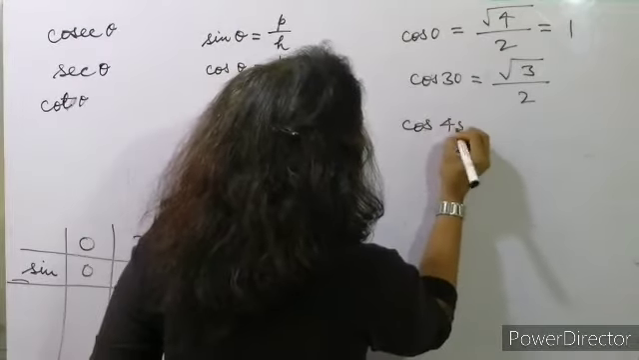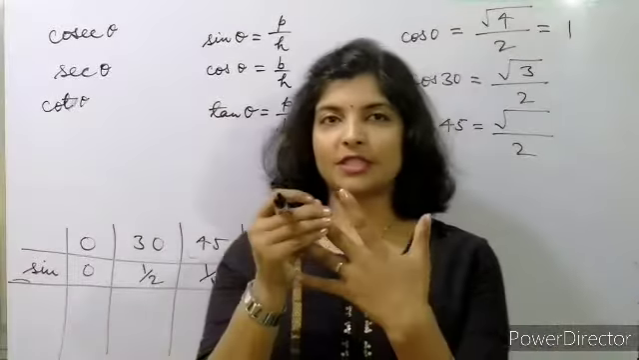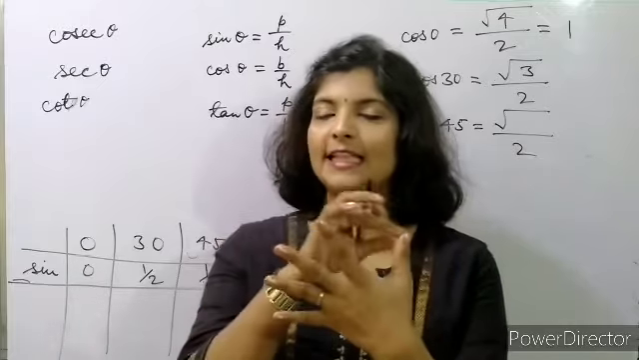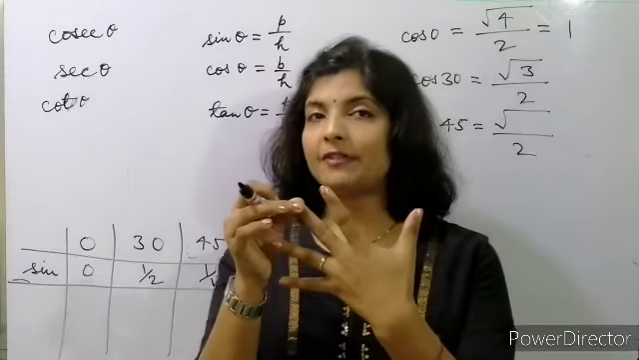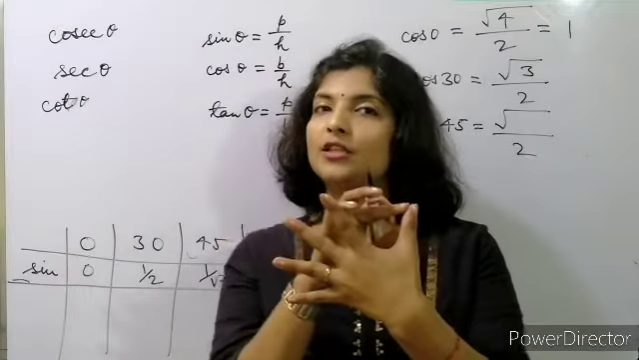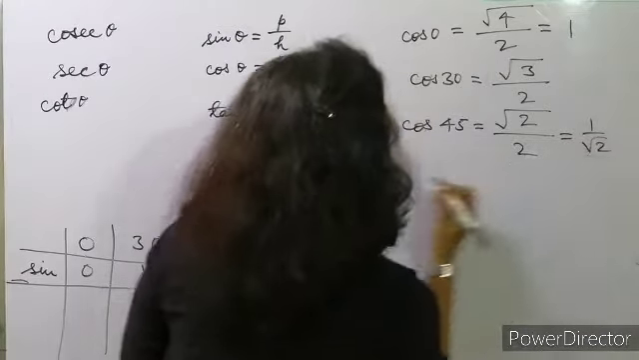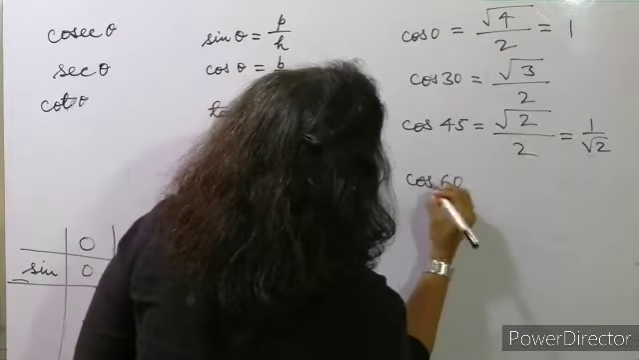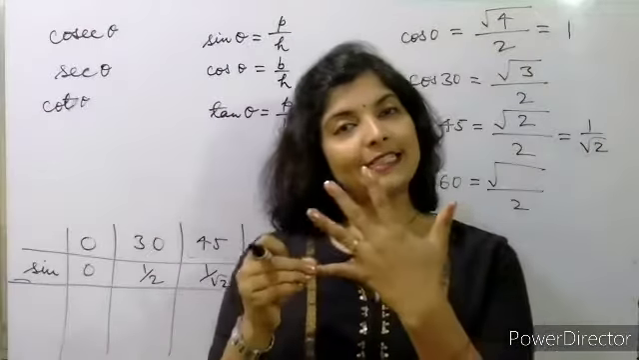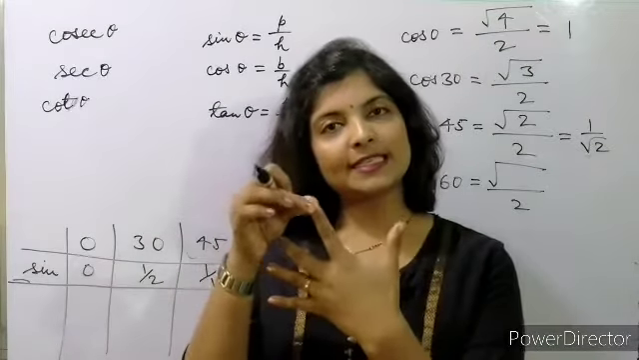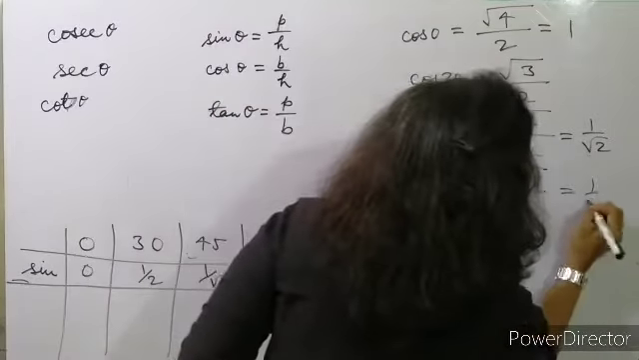Now cos 45. Root under something upon 2. 0, 30, 45, 60, 90. So this is 45. How many fingers are there above this? 1, 2. So we'll write here 2. Root under 2 upon 2 will be 1 upon root 2. Okay. Now cos 60. Root under something upon 2. This one is 60. How many fingers are there above this? 1. So we'll write 1. So it will be 1 upon 2.